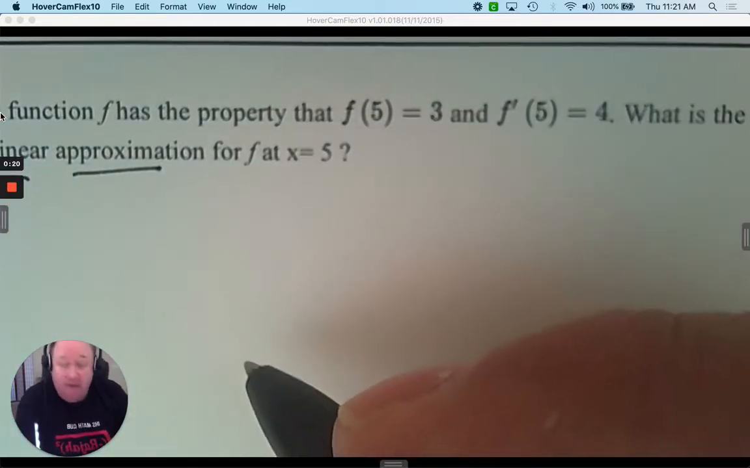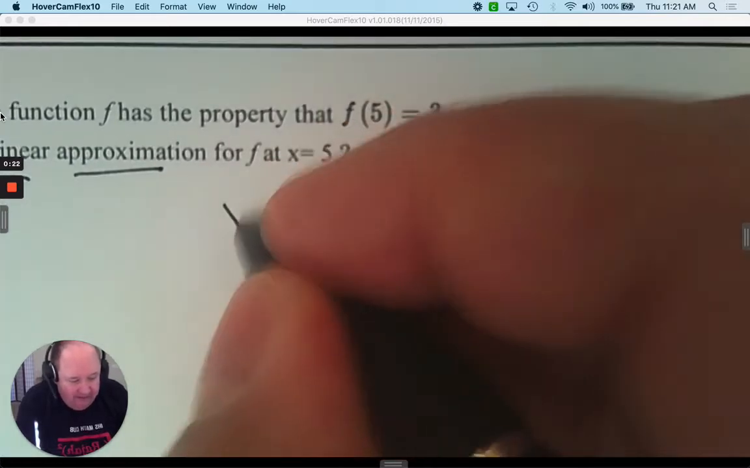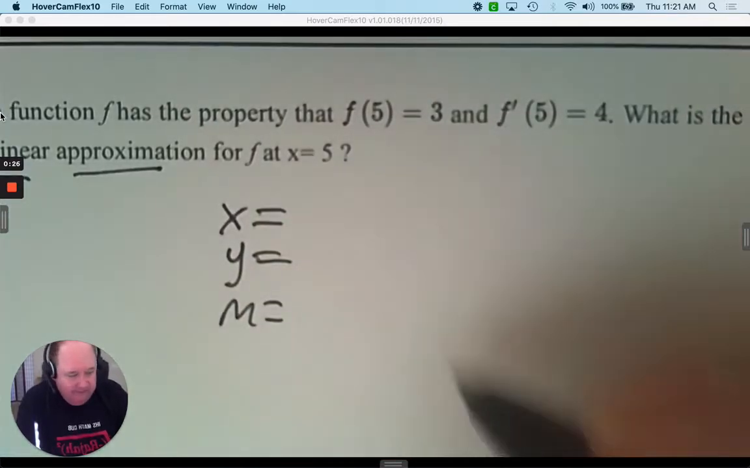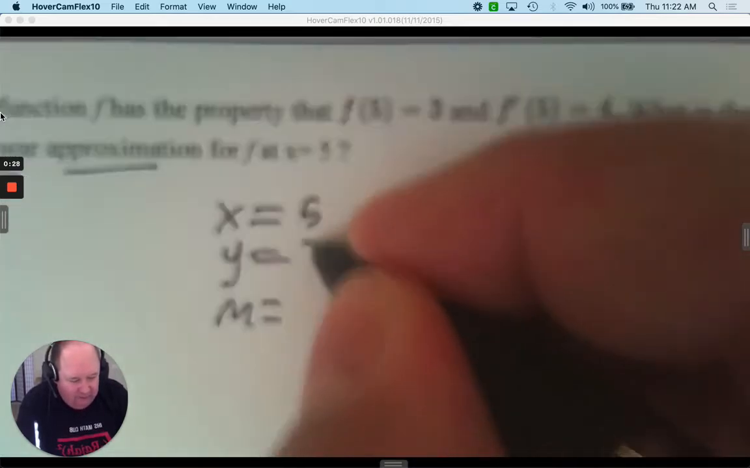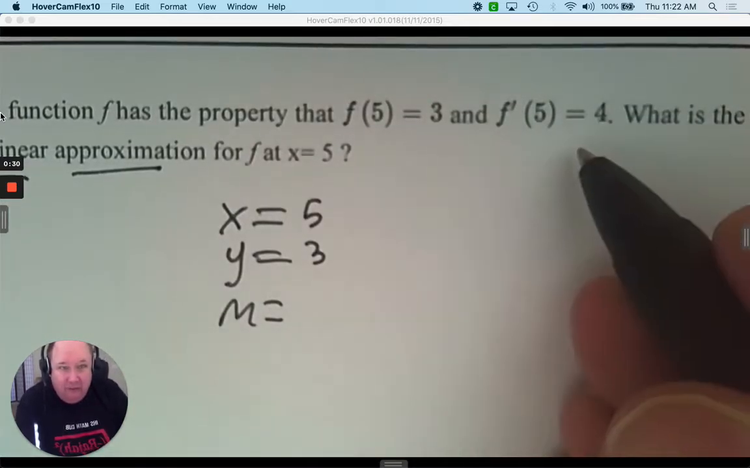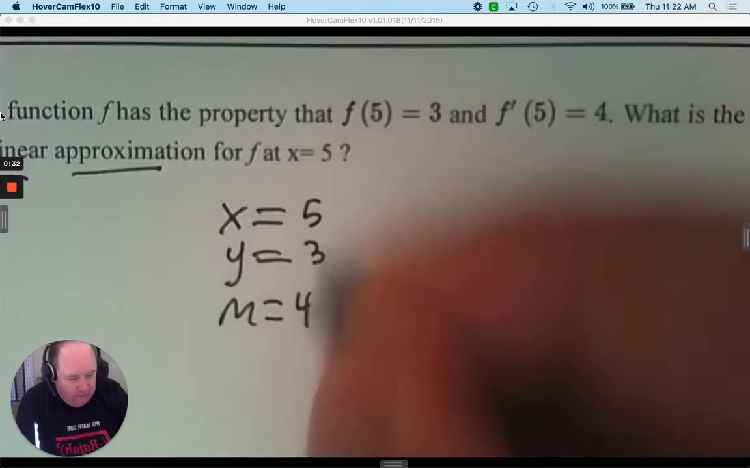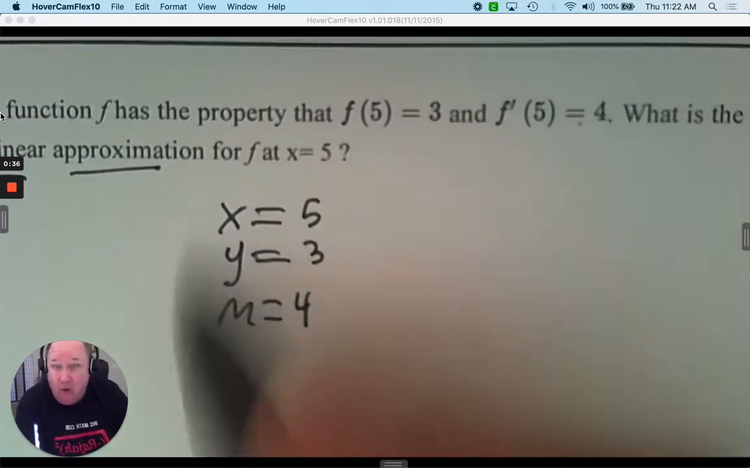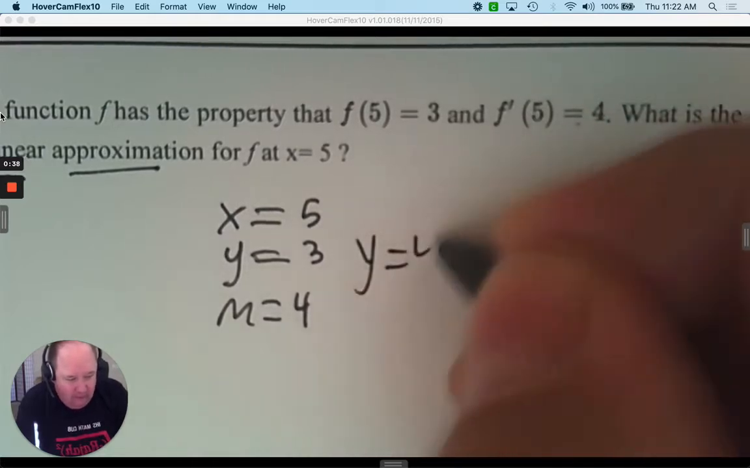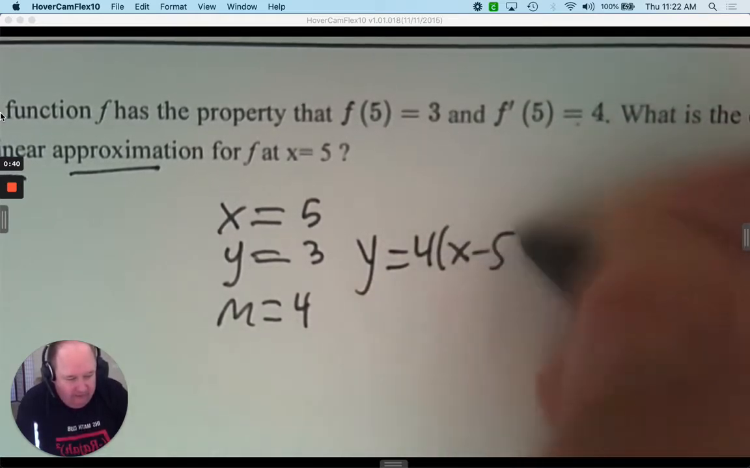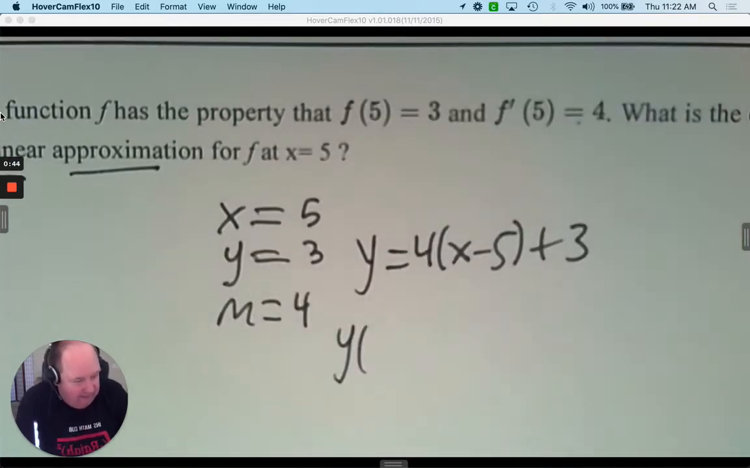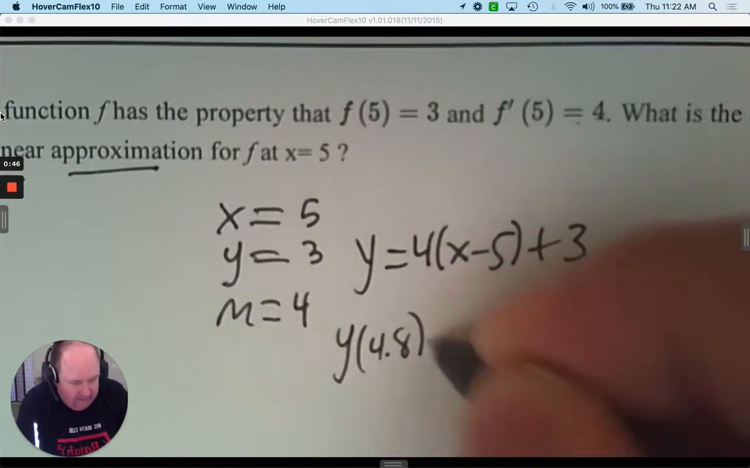That's another way of saying the tangent line. So I need a tangent line, and then I'm going to use that tangent line to approximate. In the question, it tells you the x and the y value, and it tells you the slope. And so the slope at 5 is equal to 4. It gives you all the information. The equation of the line is this in HK form, and then use that and plug in 4.8 and get your answer.